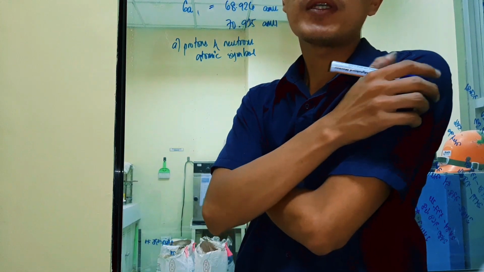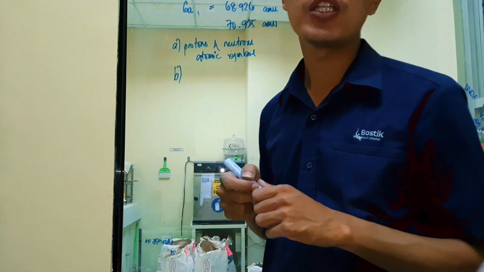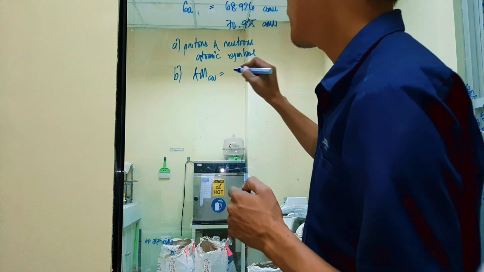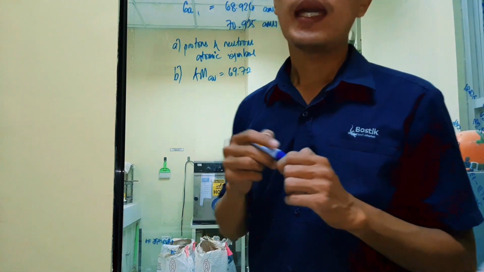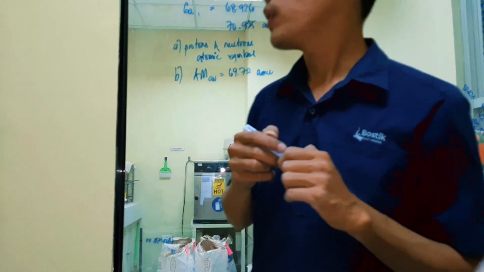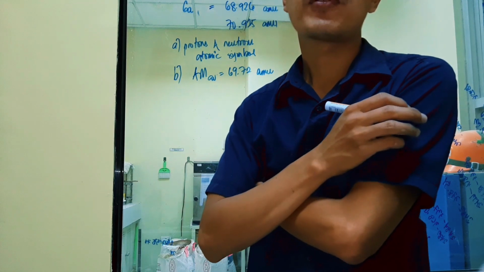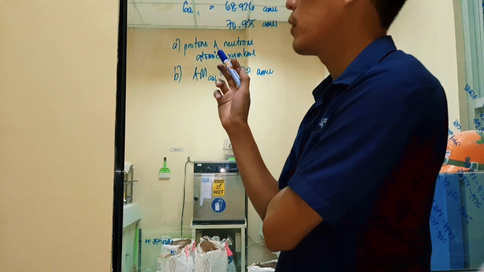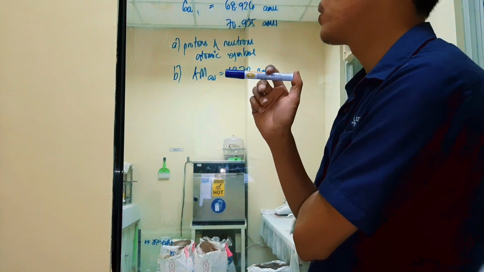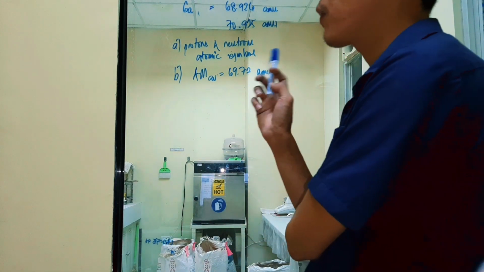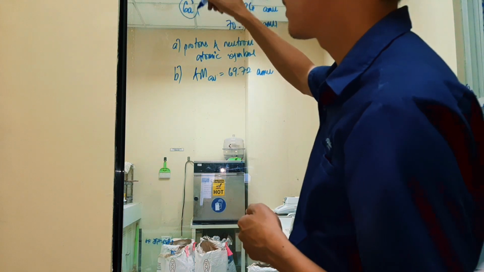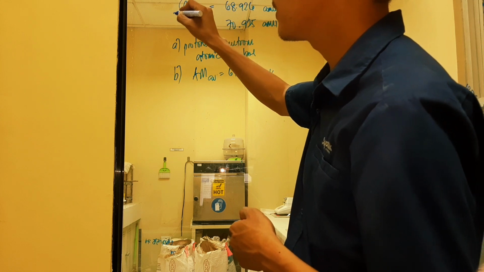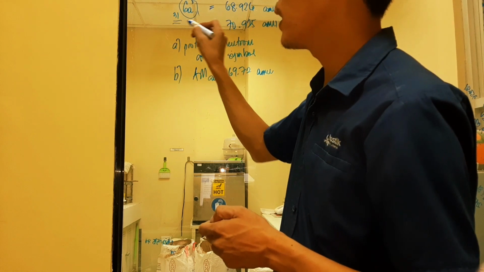Now for letter B, the average atomic mass of gallium is 69.72 amu. Calculate the abundance of each isotope. So first, we have to check the protons and neutrons and the atomic symbol for both isotopes. We all know that the location of gallium in the periodic table is 31st, element number 31.